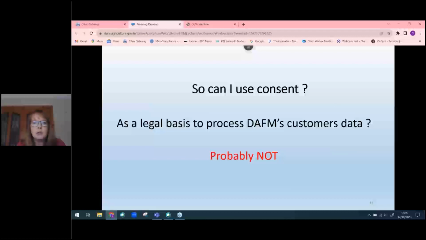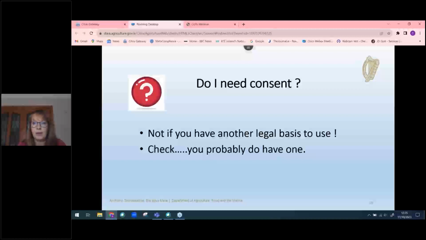Okay, so can I use consent, as I mentioned, as a legal basis to process our customers' data? Probably not, is my answer. You should probably presume that you can't rather than you can. But do I need consent? No, not if you have another legal basis to use. As I mentioned earlier, most of the department is carrying out its roles and its functions based on a piece of legislation. And that is going to be your legal basis.